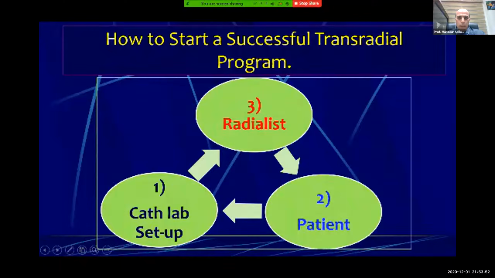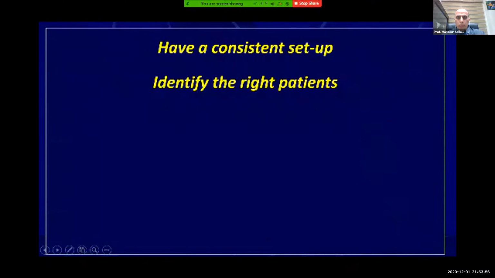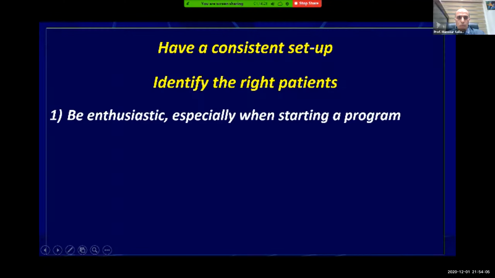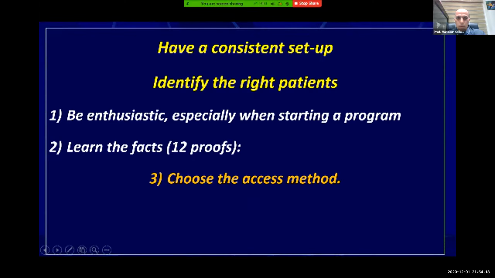So I think there are many issues you have to address after proper preparation of your cath lab, after identification of the right patient and the preparation as well. You have to be enthusiastic, eager, and insistent to start your program. You have to learn the facts, and I collected 12 proofs. Tonight, inshallah, we'll discuss choosing of the access method.